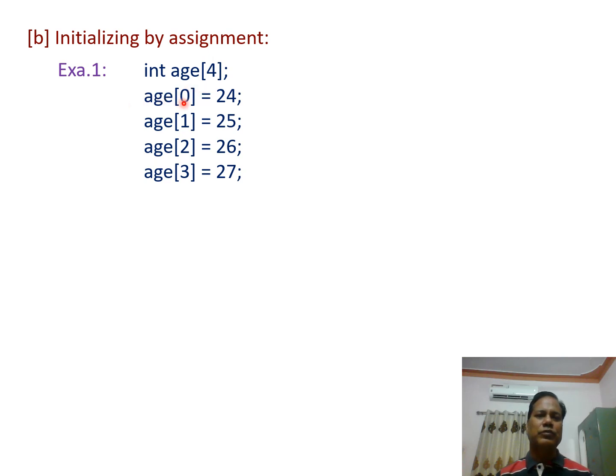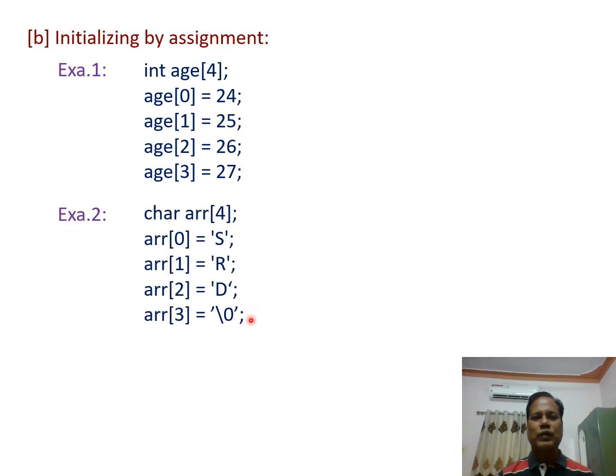age[0] represents the first element of the array age, and it is initialized to 24. The second value is initialized to 25 and the last value to 27. So in this way, using the assignment operator, we can set each element value of an array. Example 2.